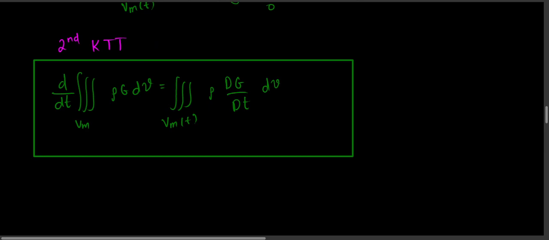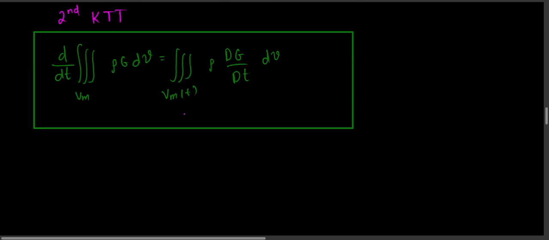All right. So next, I'm going to set this property G, which is an arbitrary fluid property per unit mass, and I'm going to say that G is nothing but the ith momentum. It's the ith momentum per unit mass.